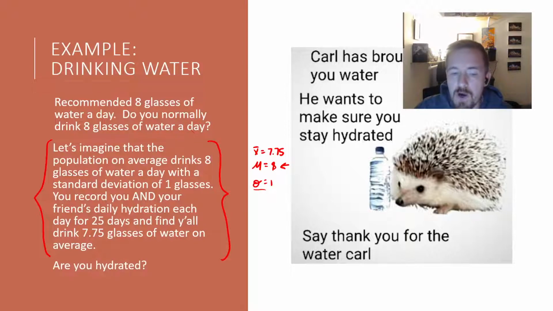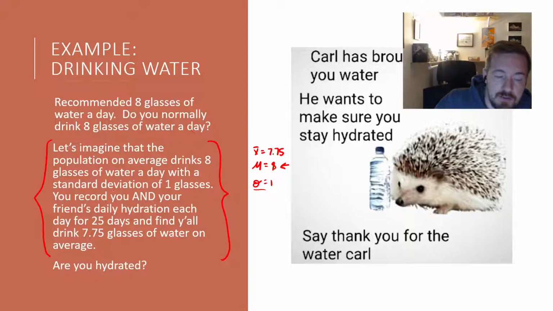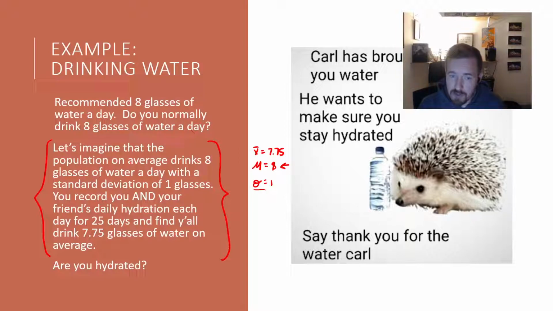So, how do we know whether or not you and your friends actually drink 8 glasses of water a day? Because instinctually, and this is what we've been trained ever since kindergarten, we look at these two numbers and we compare them, which is a fine instinct. But in stats, we can't assume that these numbers are always going to be these numbers. It's very likely that if we were to go back and recollect this data, that 7.75 may be different.